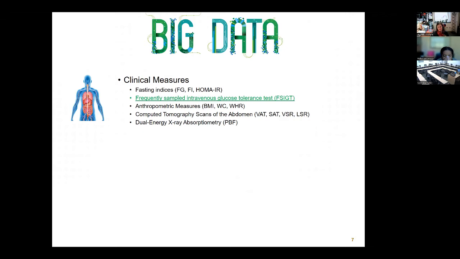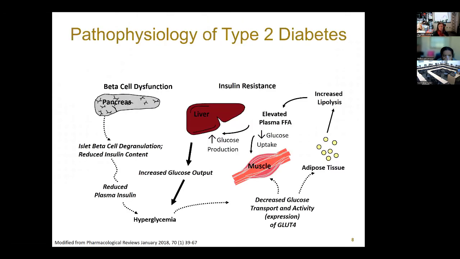Now, as a more sophisticated approach, we've also measured glucose homeostasis using the frequently sampled intravenous glucose tolerance test, or what we call the FSIGT. This allows us to capture dynamic measures of insulin resistance, which are due to some type of challenge, so we want to see how the body reacts. Before I go any further, I just want to explain what those FSIGT measures are and how they relate to the physiology.